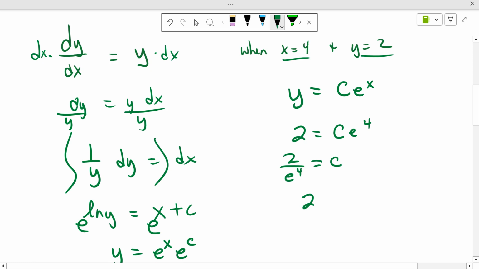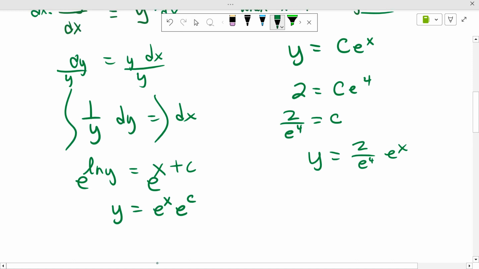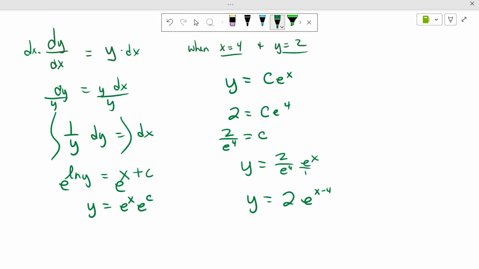So y equals 2 over e to the 4th times e to the x, right? Well, that doesn't look very pretty. So what's e to the x over e to the 4th? Because that's really what it is. That's e to the x minus 4. Now that's prettier. So y equals 2e to the x minus 4 power. That's solving that differential equation when x equals 4 and y equals 2.